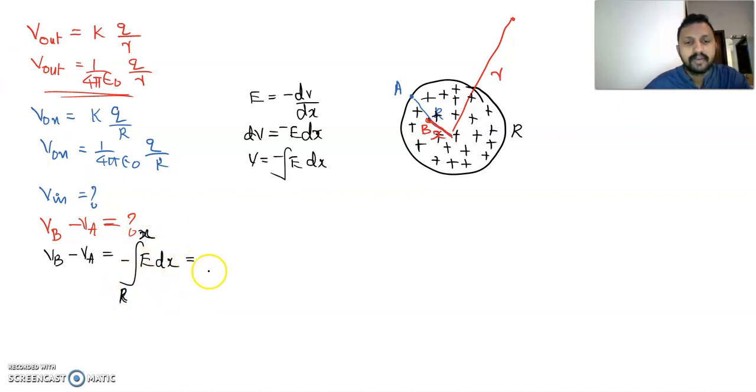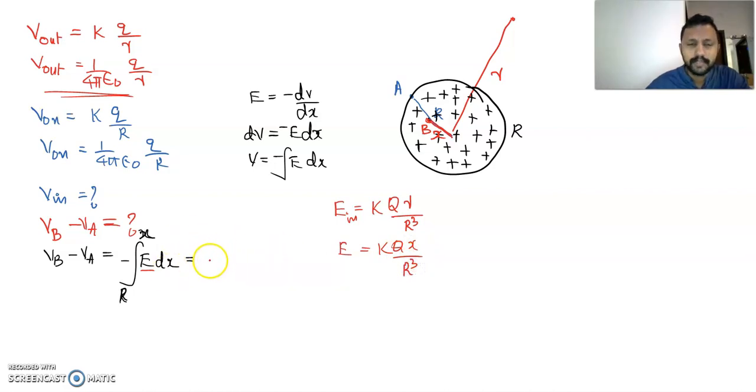Then we will substitute for E. What is E? E is the electric field intensity inside a non-conducting uniformly charged sphere, and we have learned the electric field intensity inside a uniformly charged non-conducting sphere is kq small r divided by R cube, where small r was this distance. Therefore in this case we could write E is kqx divided by R cube.